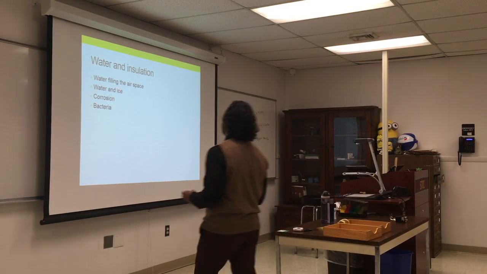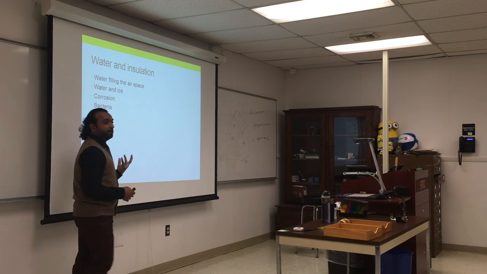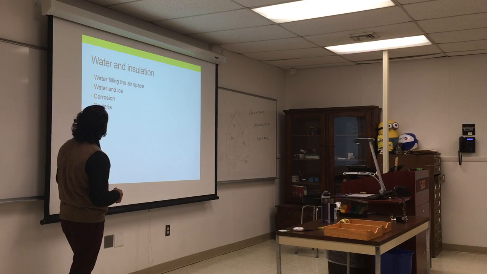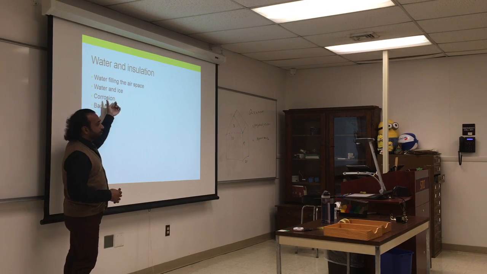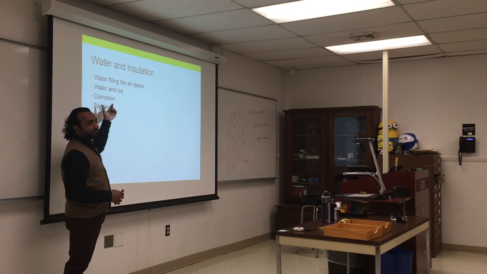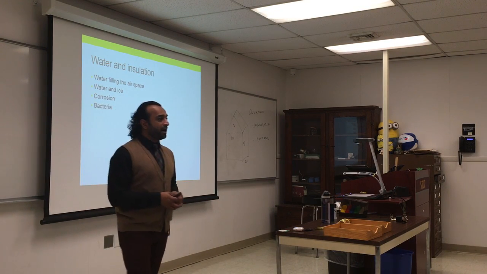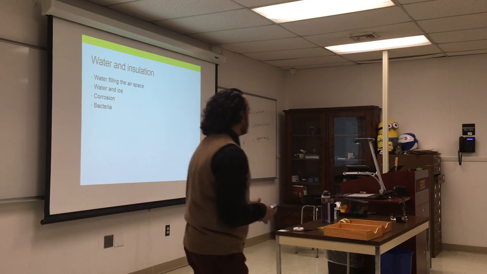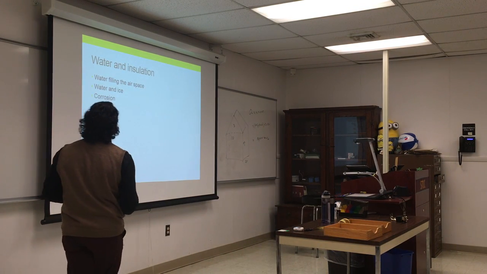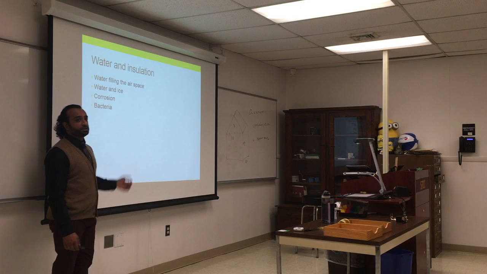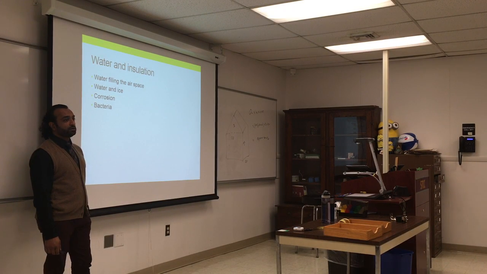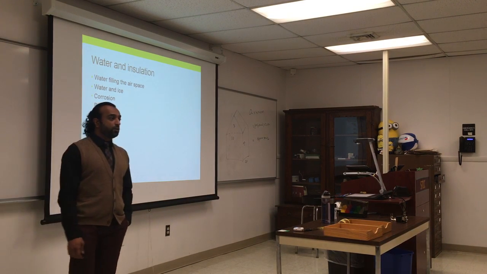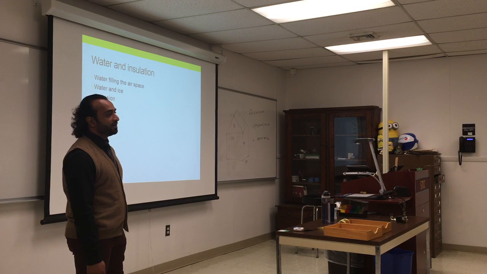Okay? We see the water, we don't want water in the insulation because it fills the airspace. Water and ice. If we have water in the house and condensation, eventually it's going to freeze and cause some ice dams in your attic. Corrosion is an issue for water in your insulation. So water is kind of something we don't want inside our structure.